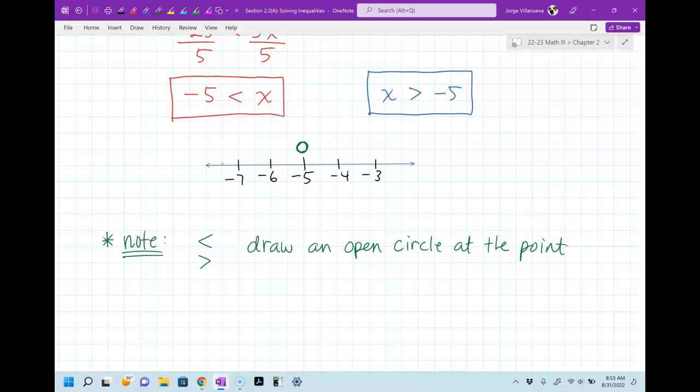And then which direction should I go? To the right or to the left? If it says greater, to the right, right? Because everything to the right is greater, right? Everything's greater to the right. Everything's less than to the left. So I'm just going to go like this. And there's my answer.